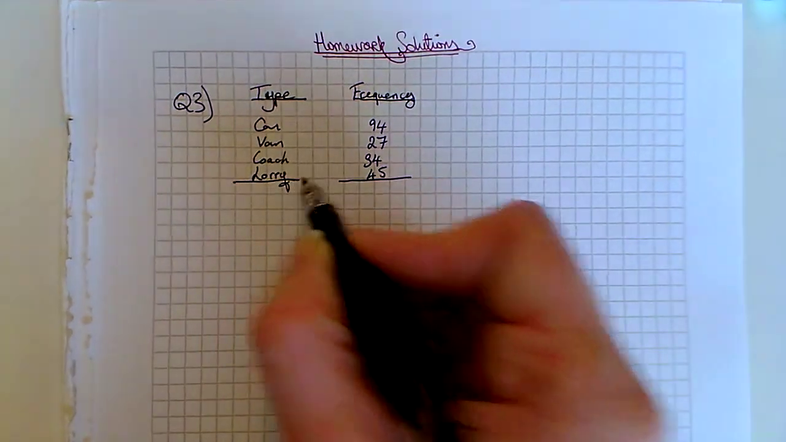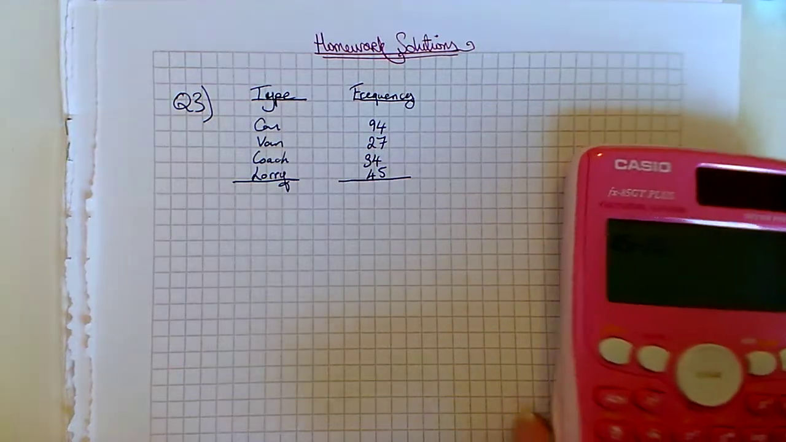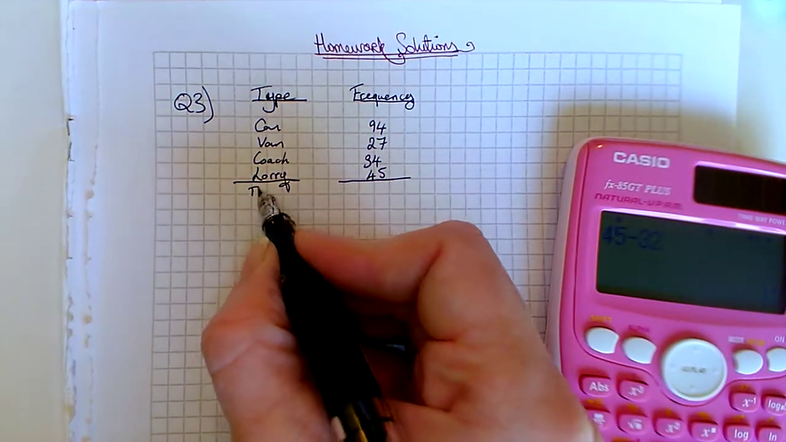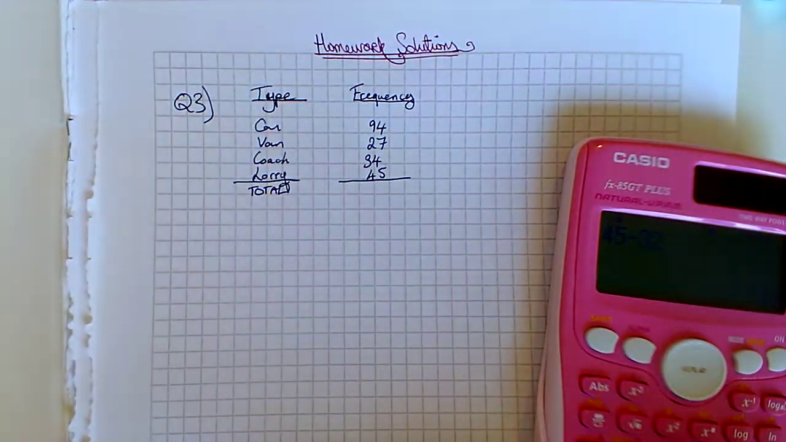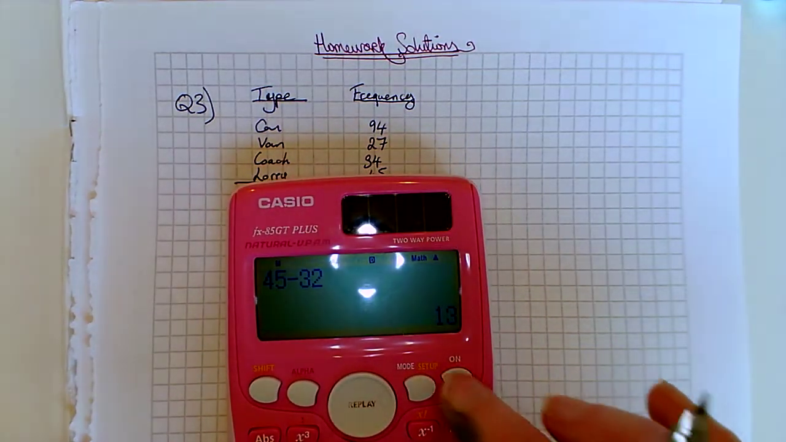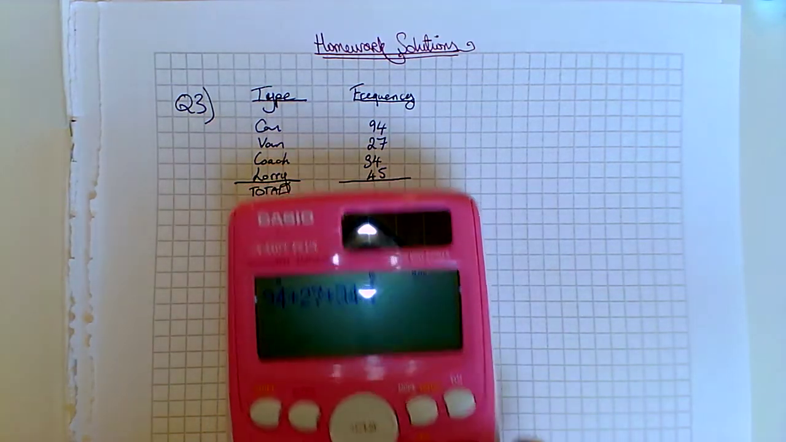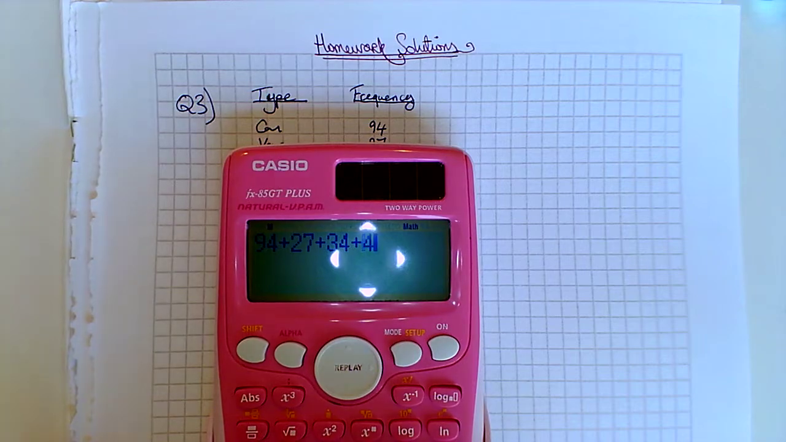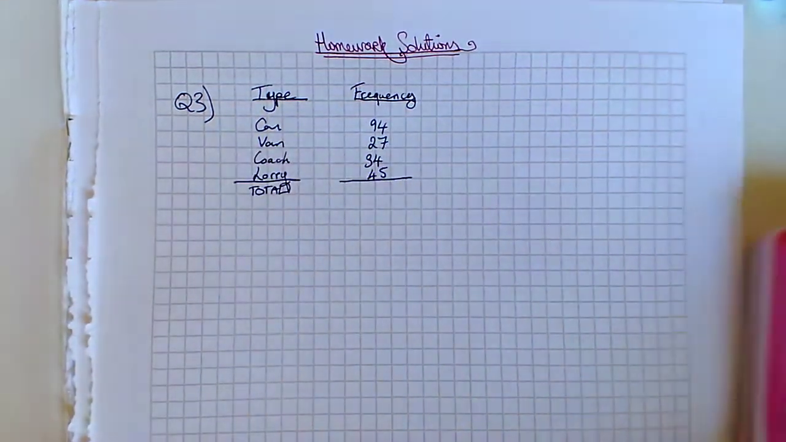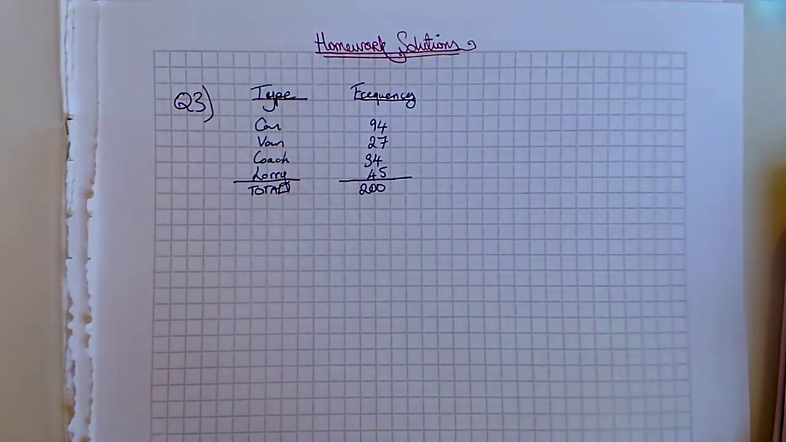And even before I look at what the question is going to ask me, the first thing I'm going to do is add those up and work out what my total is. What's the total number of vehicles that passed through? So we have 94 plus 27 plus 34 plus 45, giving us a total of 200 vehicles in total.